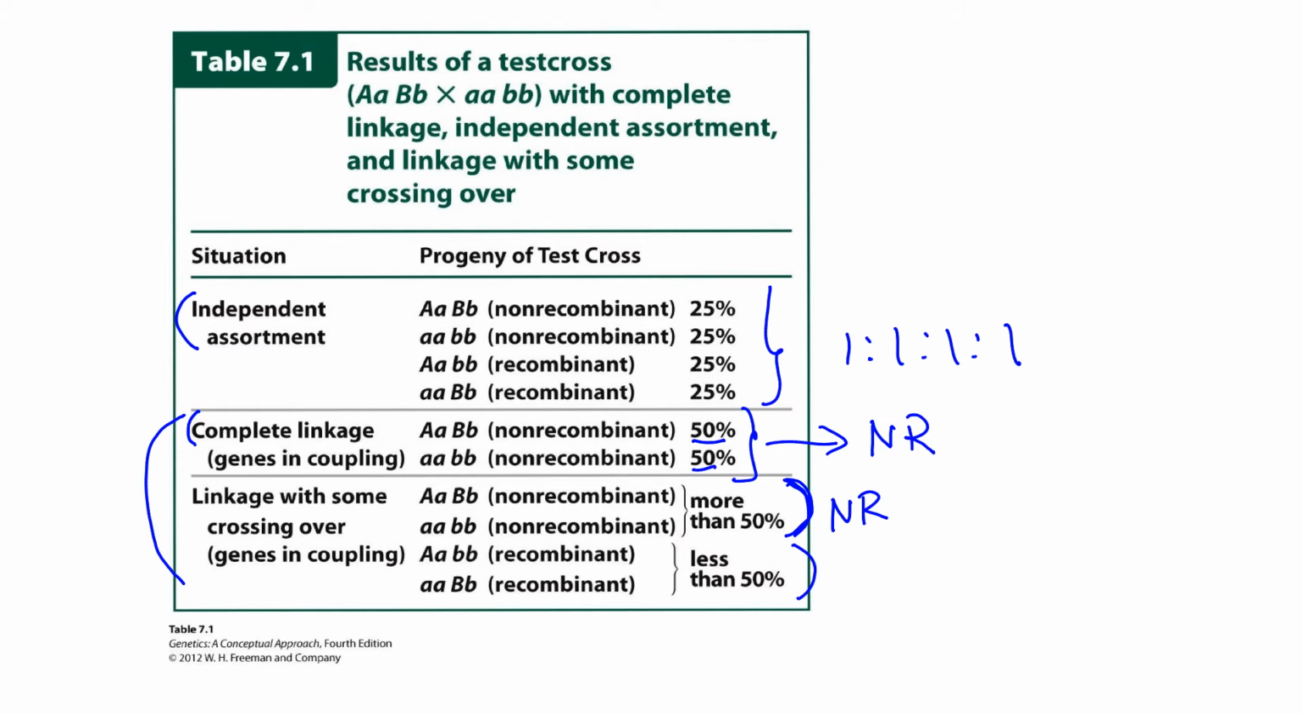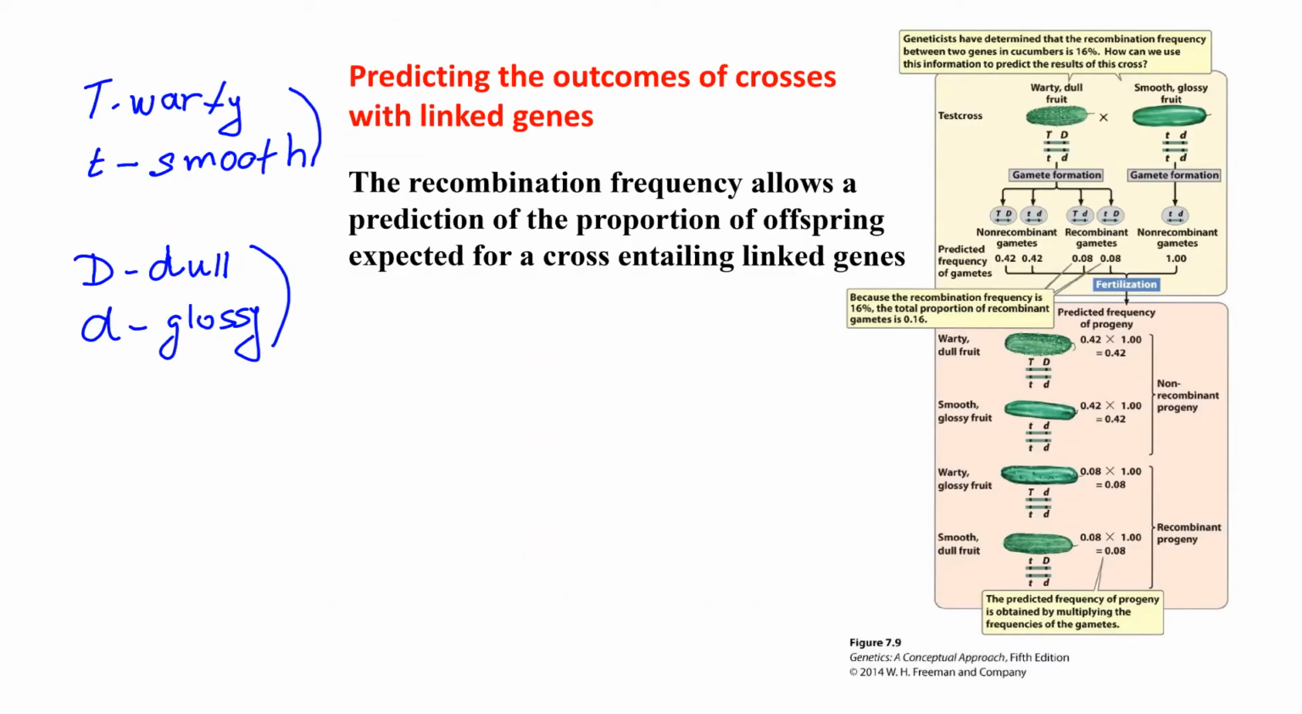So let's now discuss how to predict the outcomes of crosses with linked genes. As you recall, and I repeat again, if you know the recombination frequency and if you know the arrangement of alleles of two linked genes on the chromosome, you can actually predict the outcome of future crosses. So let's follow this example with the cucumber where warty fruits are dominant over smooth. This is the second gene, the D gene, where dull is dominant over glossy. Let's consider you are a scientist who performs these crosses, and you already know based on the previous crosses that the recombination frequency is 16%.